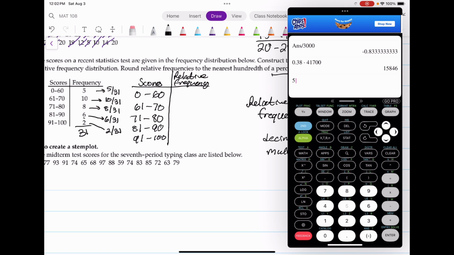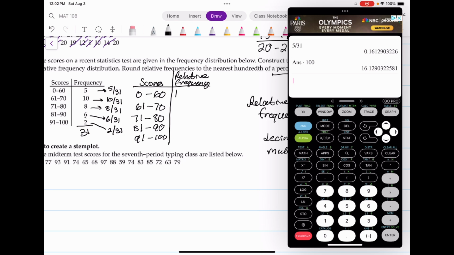So that's going to be 5 divided by 31. Then we could times that by 100. And that is going to be, when we round, 16.13%. That 9 next to the 2 makes that 2 round up to a 3. So that's going to be 10 divided by 31. And I'll just multiply it by 100 right away because we're turning it into a percentage. That is going to be 32.26%. That 8 makes that 5 round up to a 6.